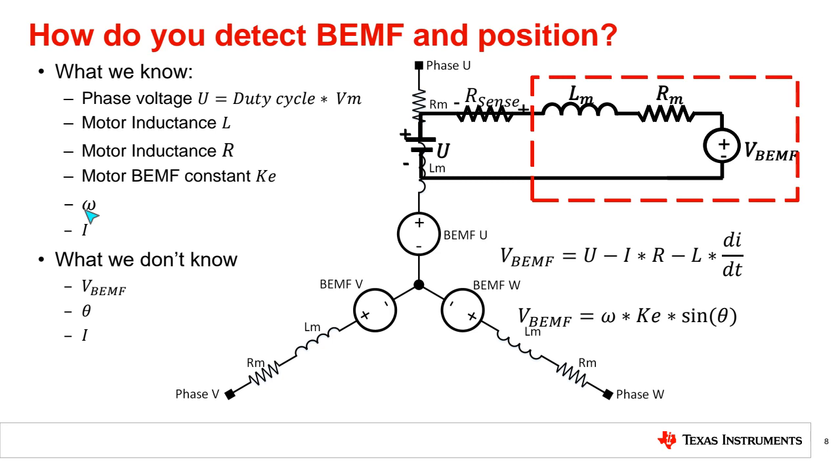Another one, current. You can easily check your current using a current sensor. Now, what we don't know is critical. We don't know the V back EMF, we don't know theta, we don't know I. I is current, I said, but we can sense I easily. You need to use a current sensor every time, so we can exclude I from what we don't know. What we don't know are V back EMF and theta.